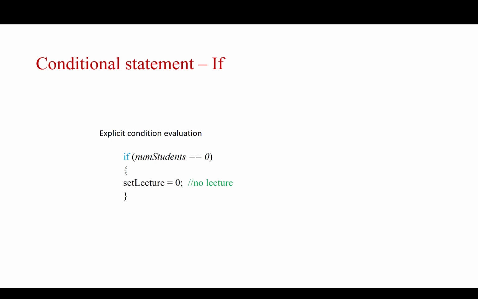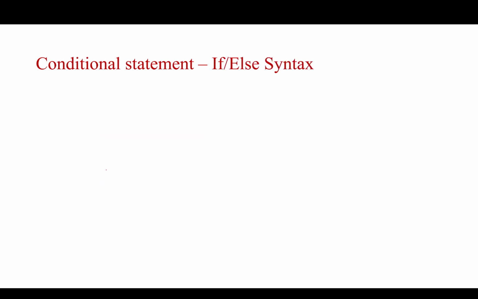Here I'm saying if number of students equals 0, then set lecture equals 0, which means that there is no lecture. Okay, so this is the first condition, and if you analyze what is happening here, you started by having the question, which is this condition, and from this condition you are going to execute, or change, a certain value. So here we set lecture equals 0, which means that there is no lecture. So this is for if. If you want to use if, this is actually how to use it.